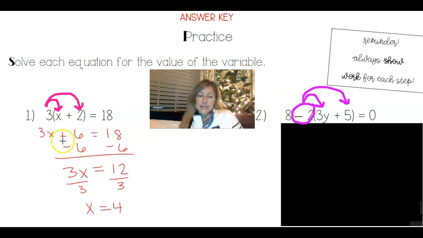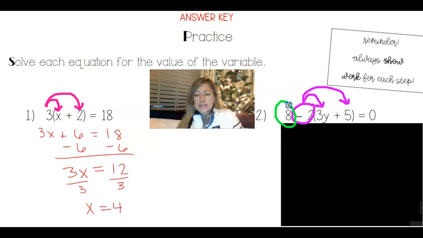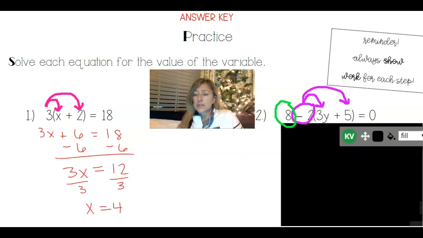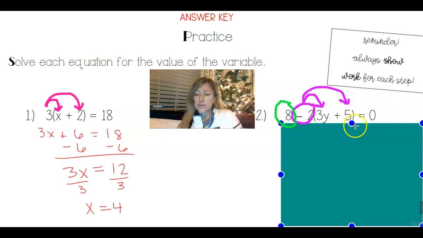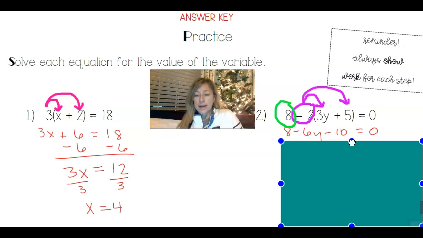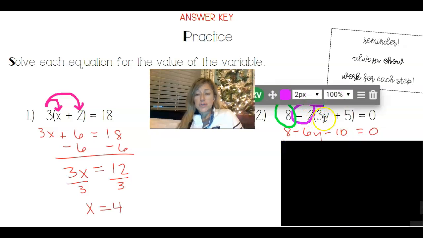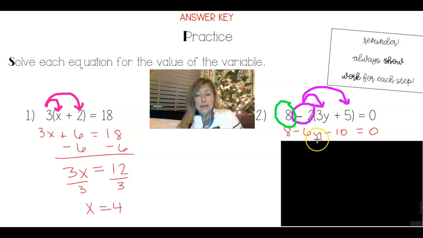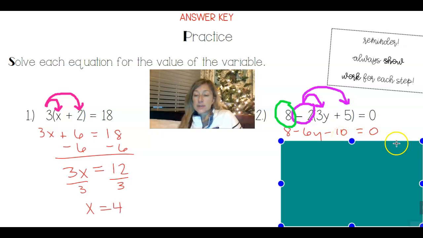Now, remember this. This is the part we get so tricked up on. 8 is not being multiplied by anything. Nothing. Only negative 2 is. So we're going to leave 8 alone for now. We're just going to bring it down. So we bring down the 8 minus, now remember, negative 2 times 3y is negative 6y. Negative 2 times 5 is negative 10, and this all equals 0.